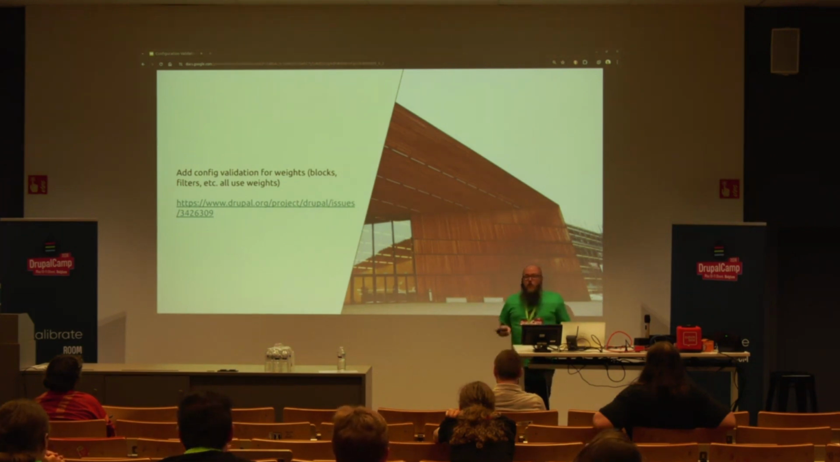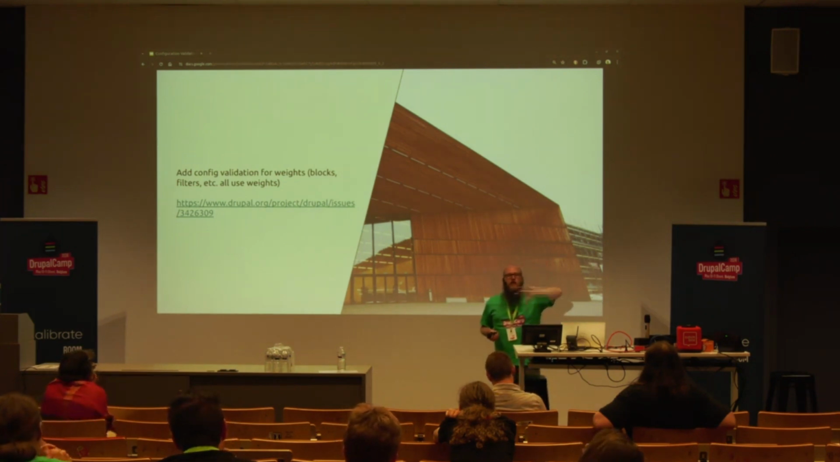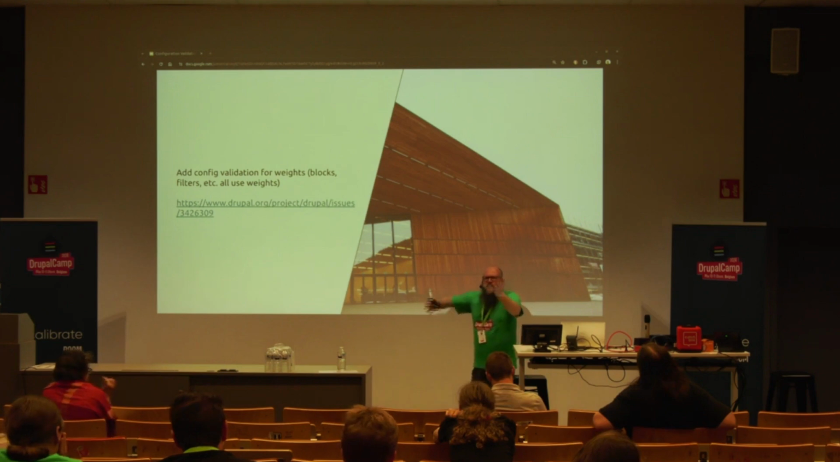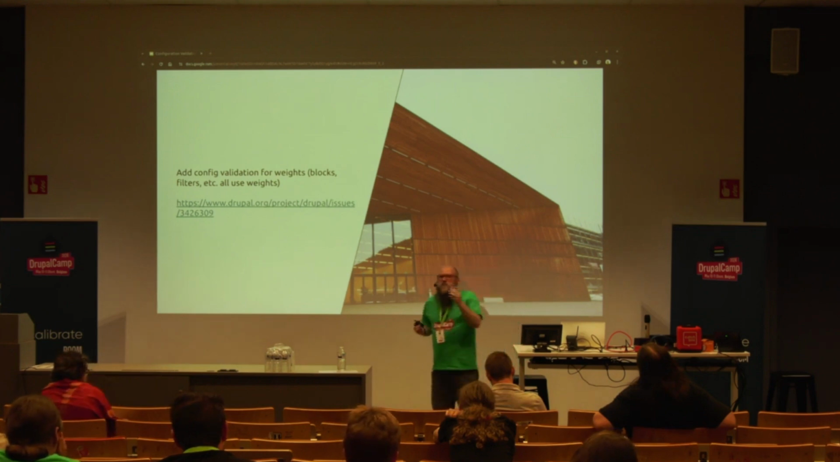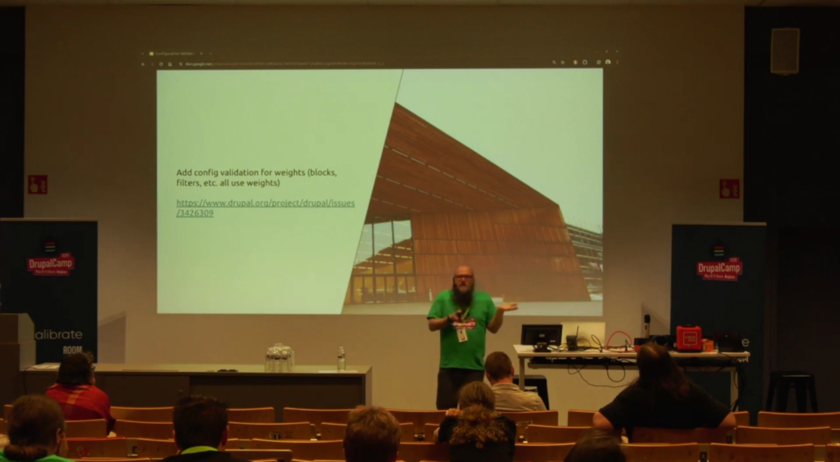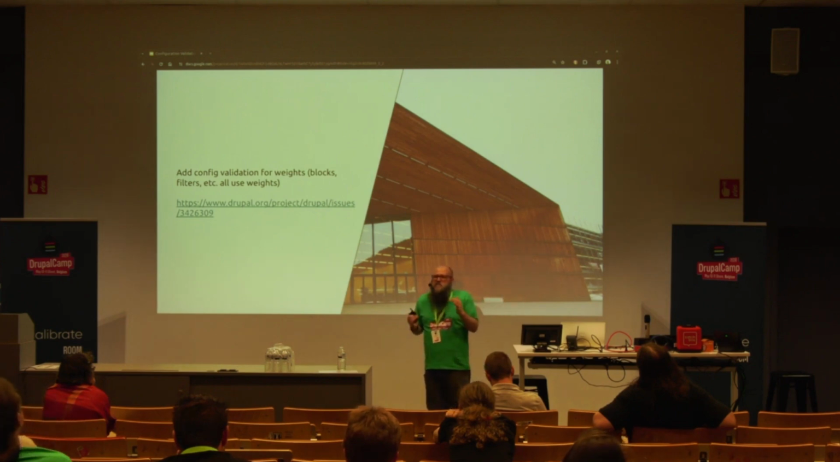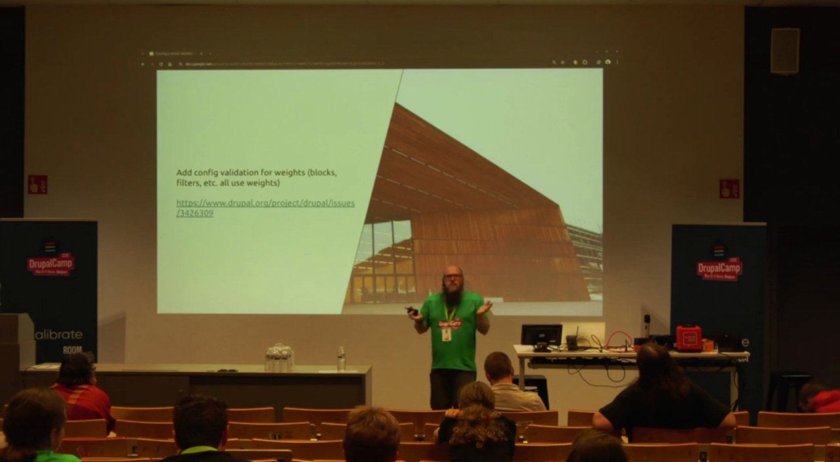The config validation for weights. So you have a weight for your blocks and a weight for your filters, and a lot of different kinds of things can have weights in Drupal. We can now validate that this is between, well, actually how would you validate that, right? What's the minimum value of a weight? Is it minus 50, minus 100? Is it minus the list of all the things you have? I don't know.